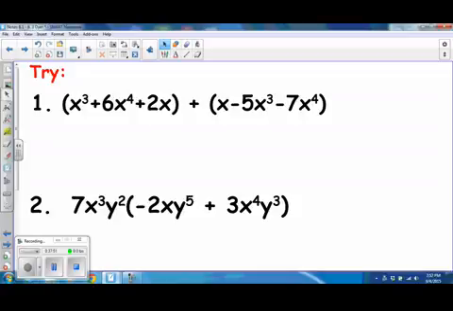So you can combine them. -7 and +6 gives you a -1. That's right. But your x to the third, you have 1x to the third and -5x to the third. So when you combine -5 and +1, it's -4.